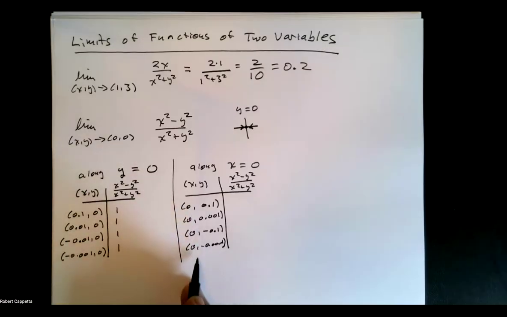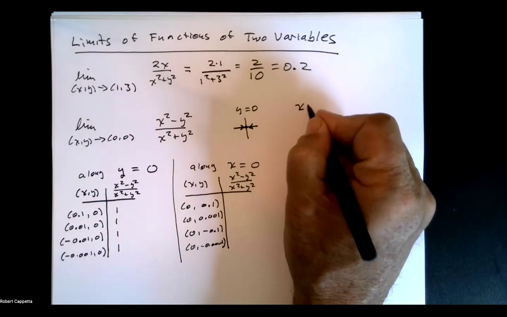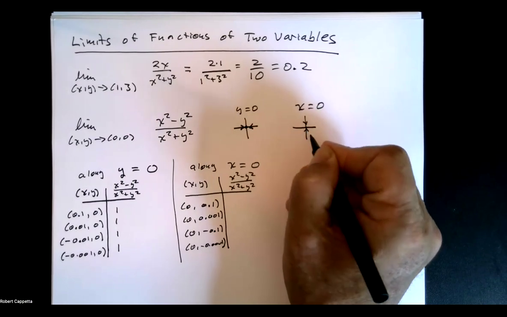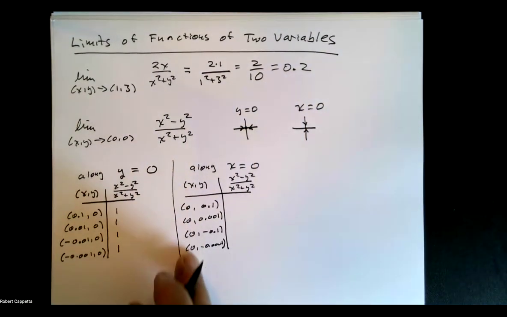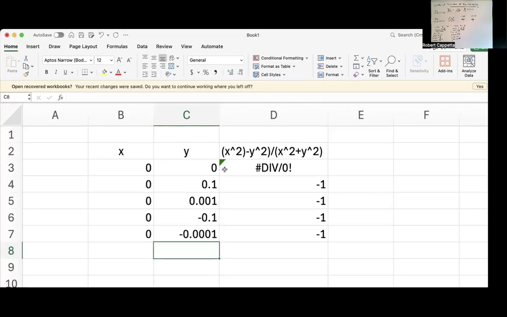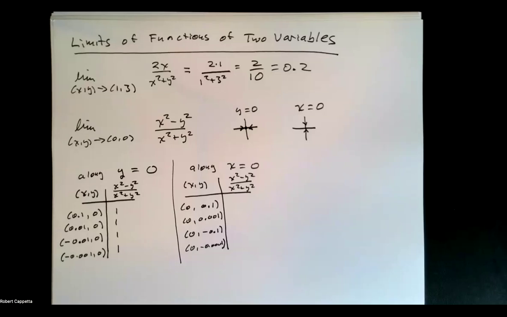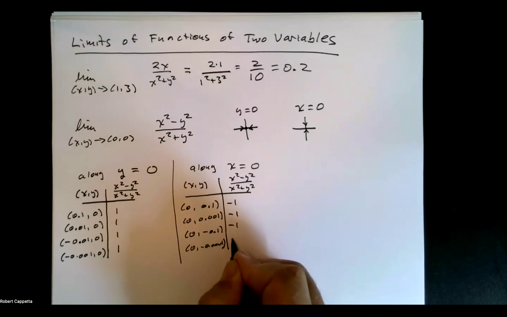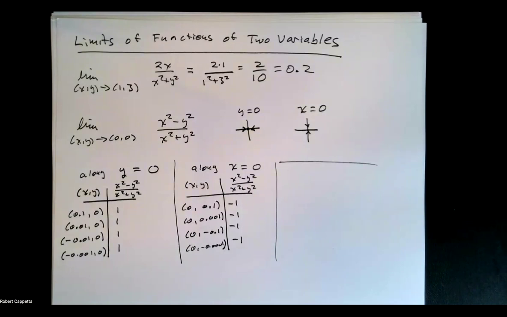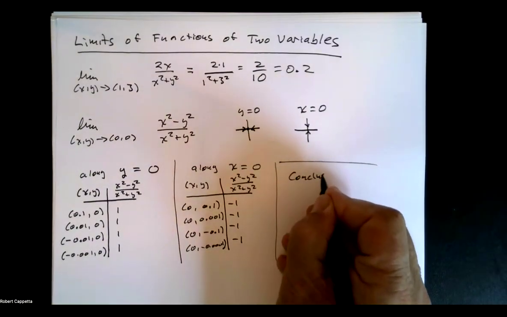This time I want the x value to be 0. If I approach along x equals 0, where is that? That is coming along the y-axis. Notice the y values are changing. The x values are all 0. So what does that give me? Looking at the spreadsheet, what are our results? Again, (0, 0) is not in the domain, but all of the other ones appear to be -1. So along that path, the limit appears to be -1. If two different paths yield two different limits, the conclusion is that the limit does not exist.